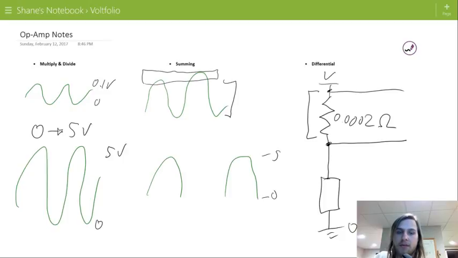And also, just like how we did in the summing amplifier, we can apply some sort of gain to this. So as I said before, the voltage across this is going to be reasonably small, and if you want to multiply it, we have that capability.